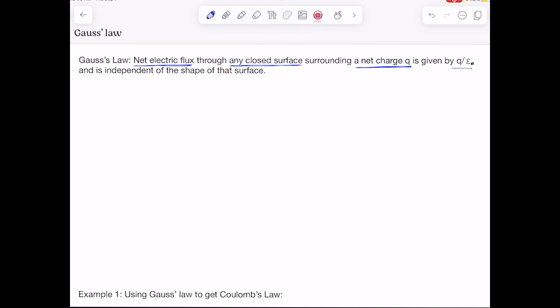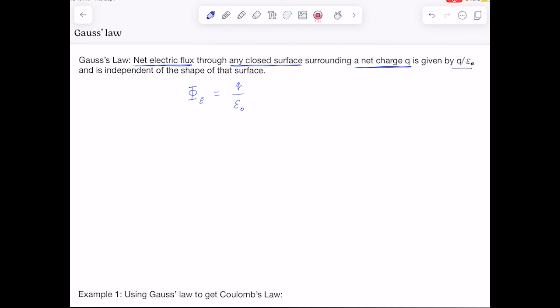So mathematically what we're talking about is phi E, where this is the net electric flux, is equal to Q over epsilon naught, okay, where Q, remember, is the net charge. It is not just one charge or the other charge inside that closed surface, it is the total charge.